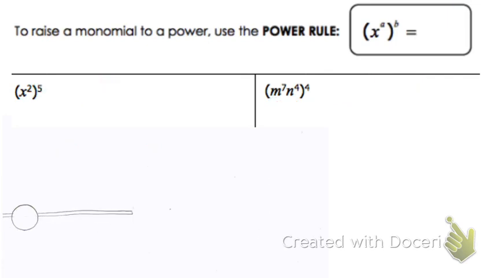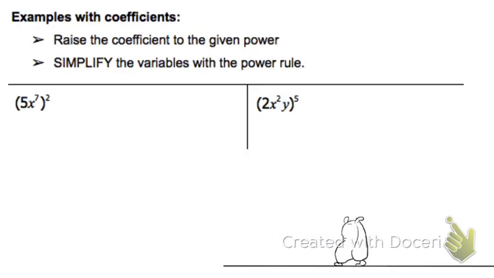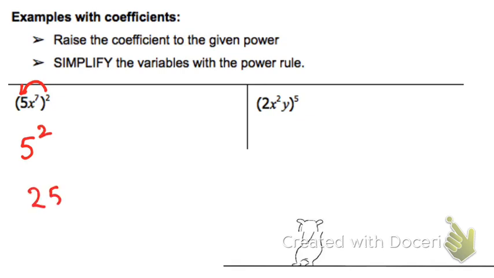Let's try a couple more. Here, if we have a coefficient, we want to make sure we raise that to the power. It's as if we're distributing this power that is outside of the parentheses. So 5 squared is 25. And then x to the 7 squared is x to the 14th.